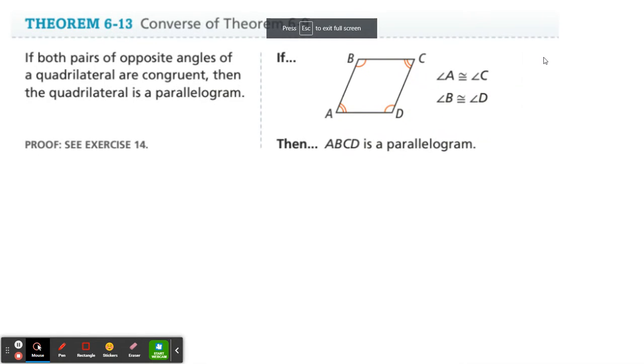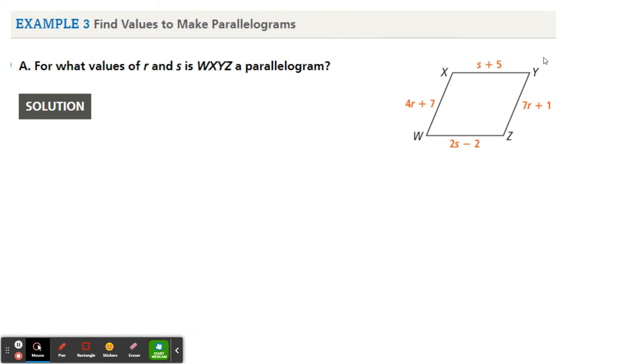All right, geometry video 2 for lesson 6.4. Let's start with some just algebraic problems. So it says, for what values of R and S is WXYZ a parallelogram? Notice that these are in the sides of our parallelogram.